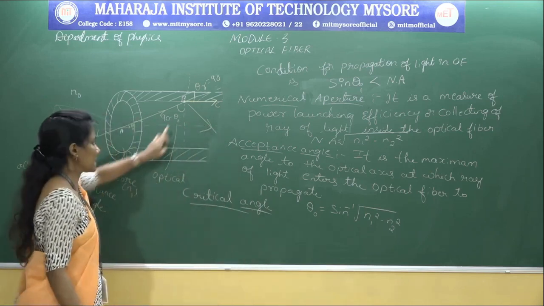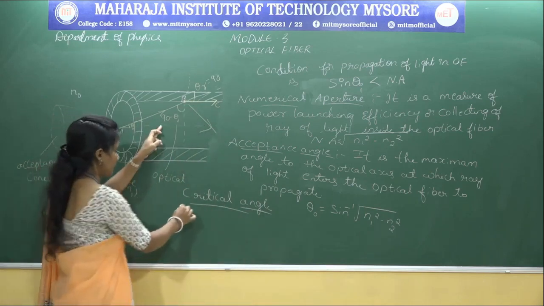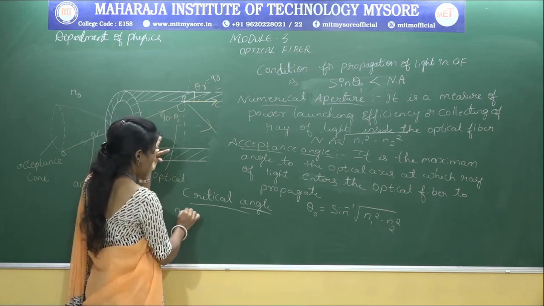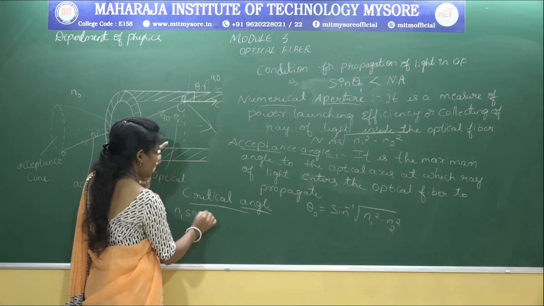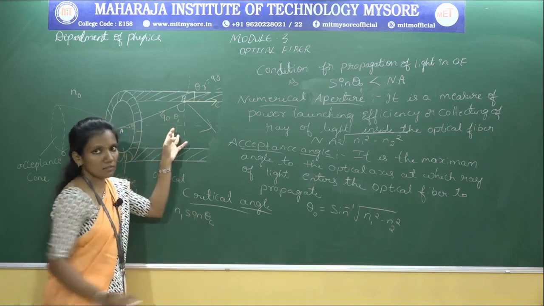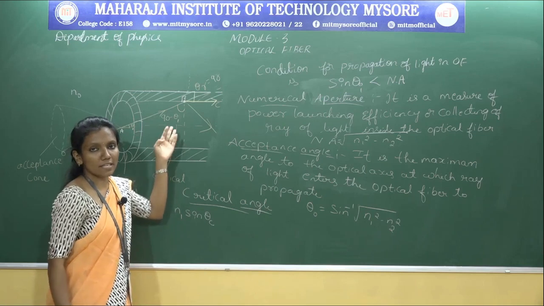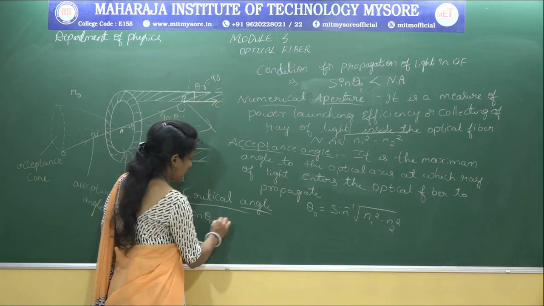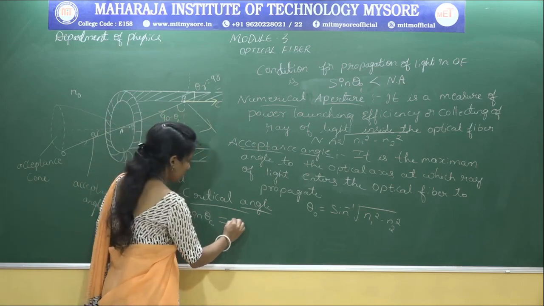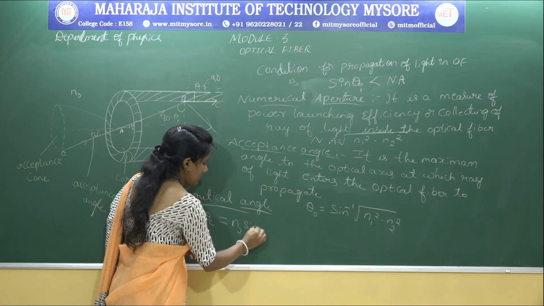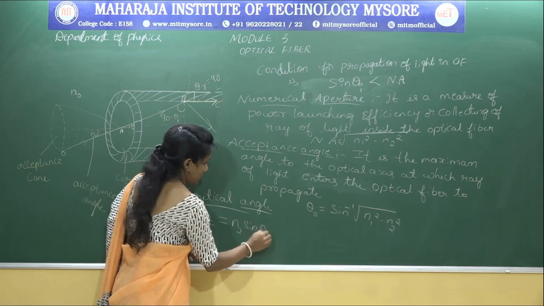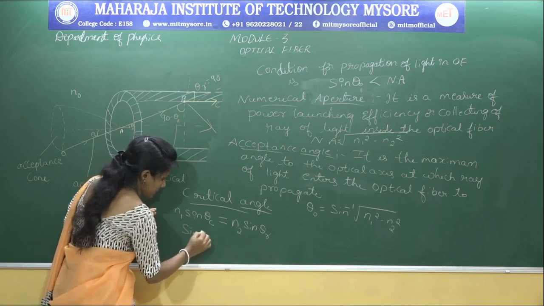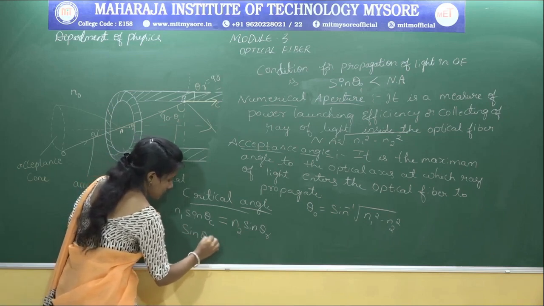When we apply Snell's law at point B, what do we get? The ray of light is entering from the core. So, n1 sine of theta c. This 90 minus theta 1 is nothing but the critical angle, so we can write that as theta c. So, n1 sin theta c is equal to n2 sin theta r.